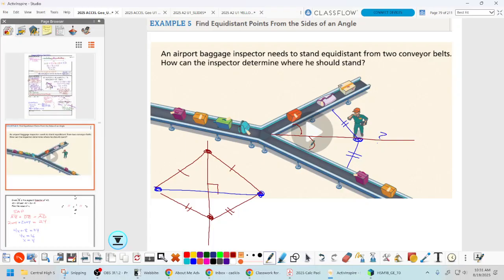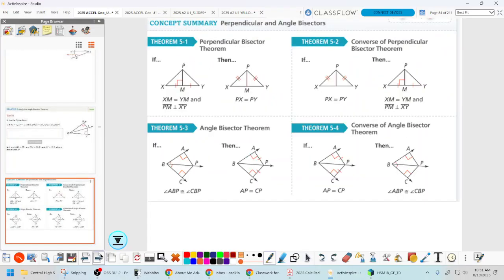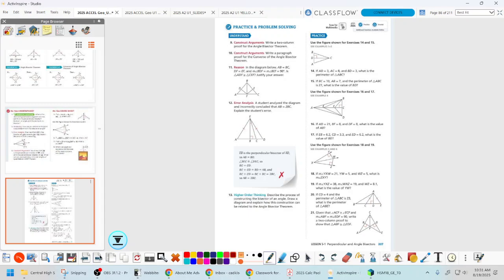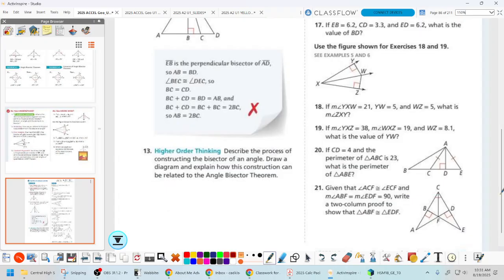But let's check your homework. I had a question on number 12. If you want to pull that out, we'll do it first and then check the other answers.